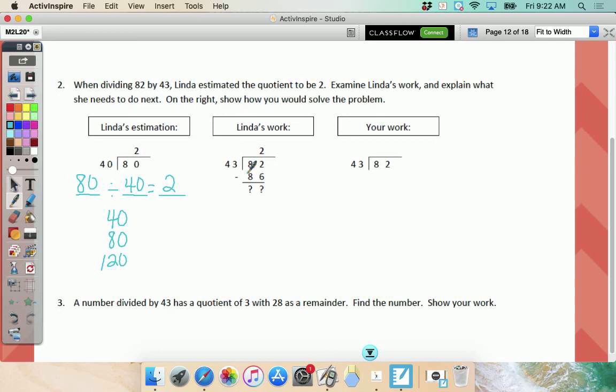Okay? So Linda forgot to guess and check, didn't she? She forgot to go over here, don't write this, and take 43 times 2. And if she would have done that, she would have figured out, oh, wait a minute, 86 is too big. I've got to try a different number. Okay? So what number do you think Linda should try? At the top. A 1. So let's try it.